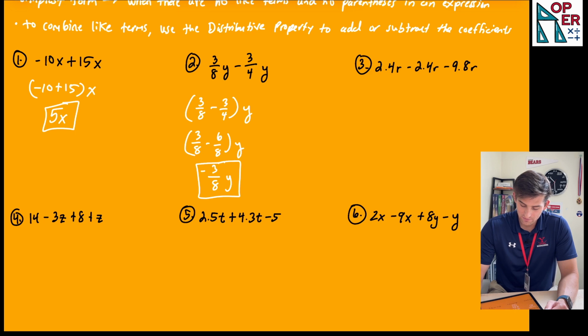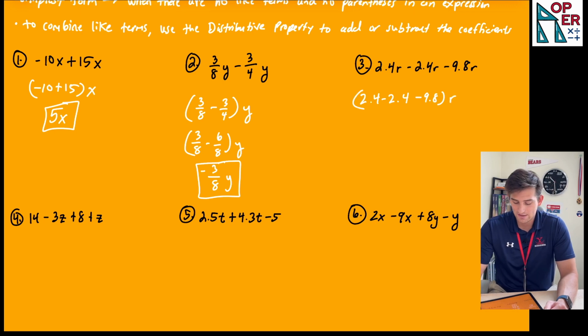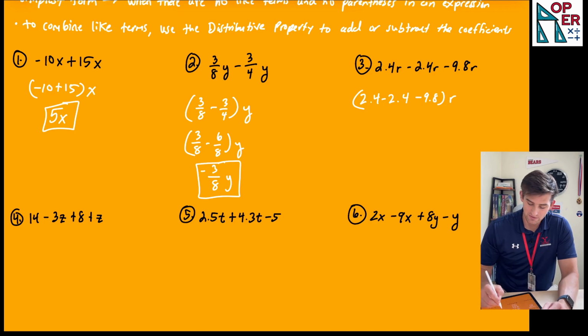All right, number 3, 2.4r minus 2.4r minus 9.8r. So all of these have the same variable. So 2.4 minus 2.4 minus 9.8, and then we put our variable here at the end. Well, 2.4 minus 2.4, that's going to give us 0, right? So these two will essentially cancel out, and we are just left with negative 9.8, and we can put our variable r right next to that, okay?